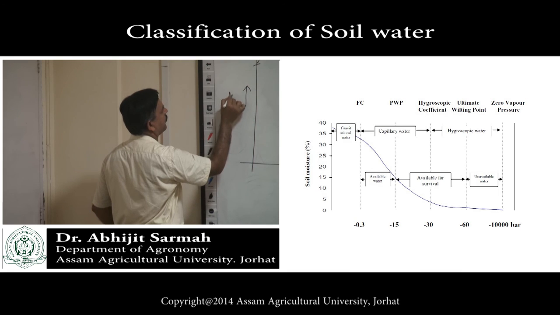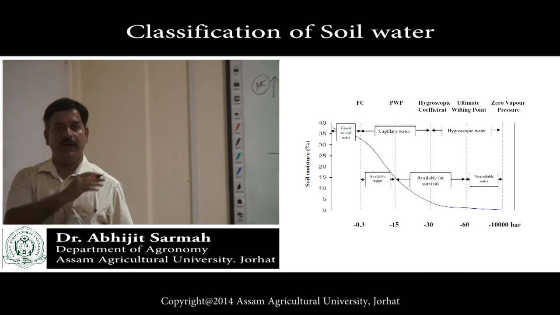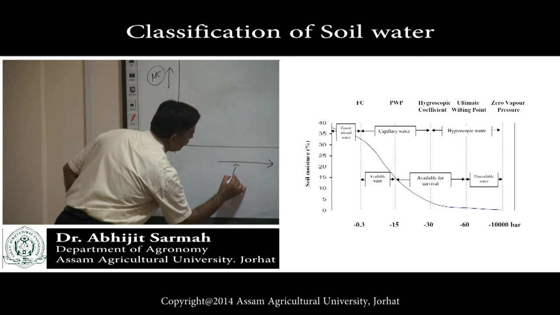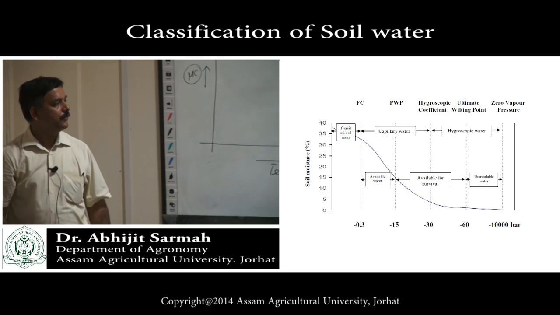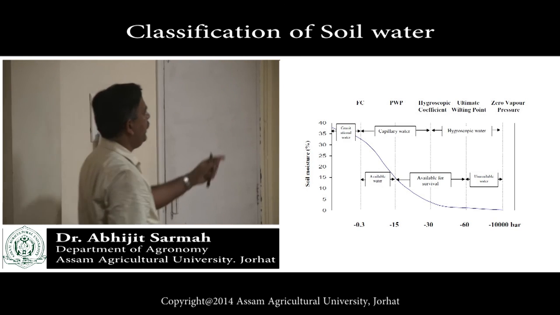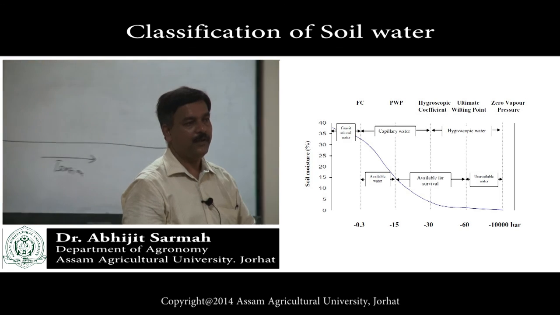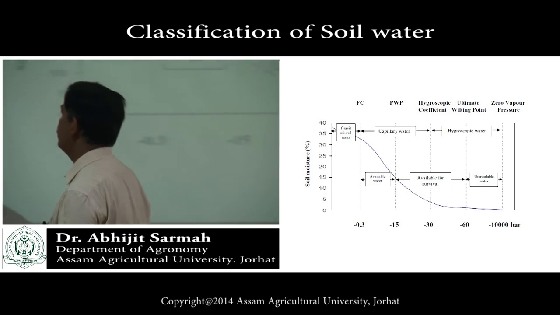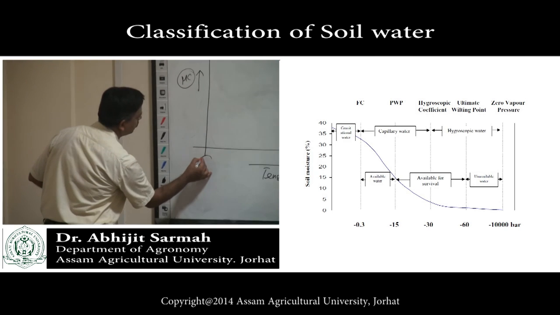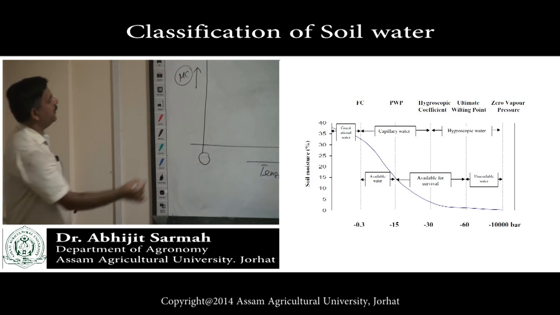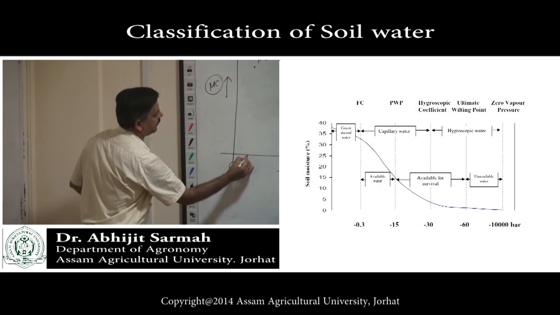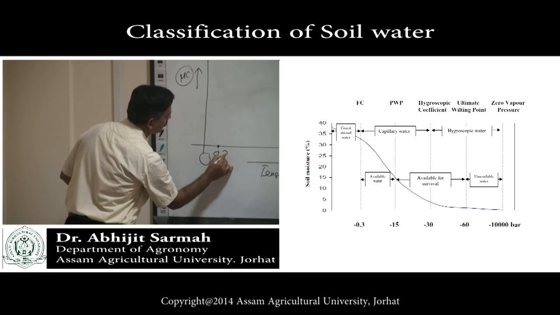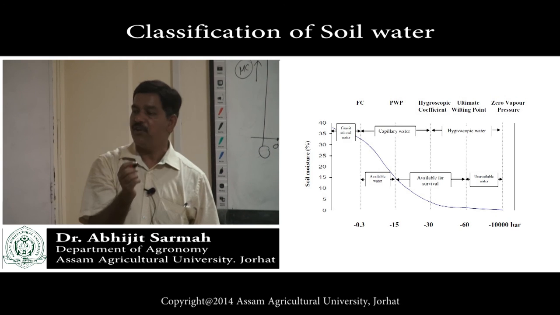Say this is moisture content. Y-axis is moisture content. This is tension. At saturation, what will be tension? At field capacity, it is 0.1 to 0.3. At saturation, what will be tension? It should be zero. That means here it is zero. If it is field capacity, at this point, tension should be 0.3. In terms of water potential, it will be minus 0.3 bar.